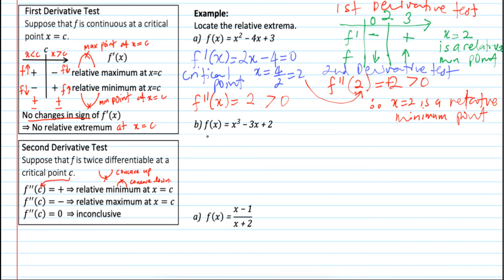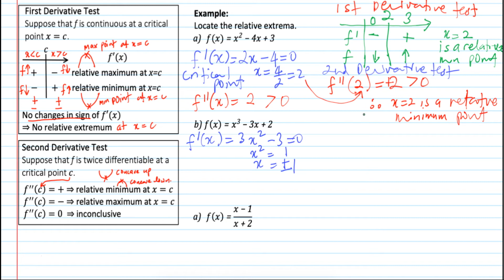Second example, f of x is equal to x cubed minus 3x plus 2. So first find the critical point. Find the first derivative. This one equal to 3x squared minus 3 equal to 0. So if you solve this, x squared equal to 3 over 3 equal to 1. So x equal to plus minus 1. Now you have two critical points, minus 1 and 1.